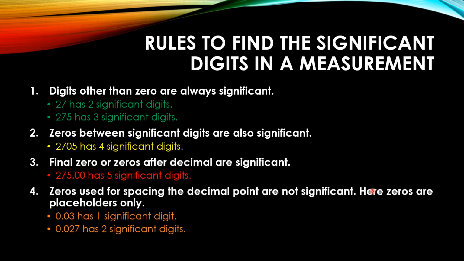Zeros used for the spacing of the decimal point are not significant. Here, zeros are placeholders only. These zeros are placeholders and the number has only 1 significant digit. So in this case, it's better to write it in the form of scientific notation. And how can we write it in scientific notation? 3.0 times 10 raised to the power minus 2, and here we have only one significant digit. In this example, 0.027, we have two significant digits. These zeros are also placeholders, and we can write it as 2.7 times 10 raised to the power minus 2. So that is how we can find the significant digits in any measurement.